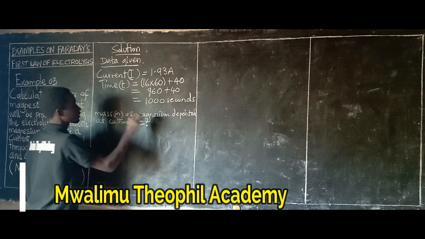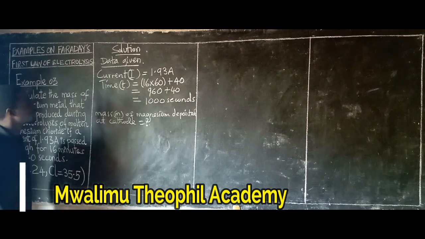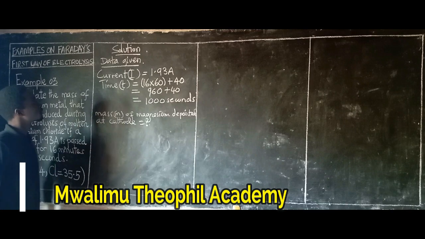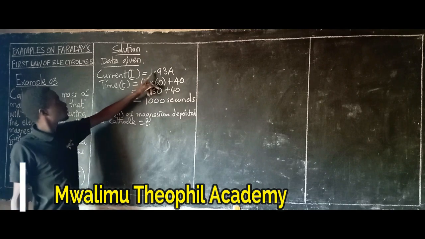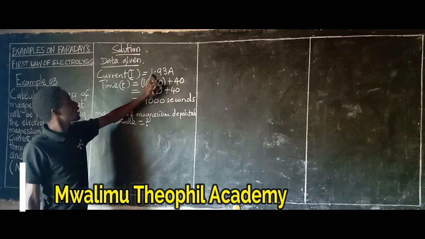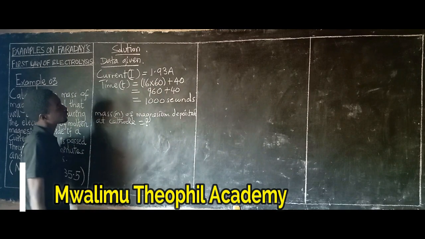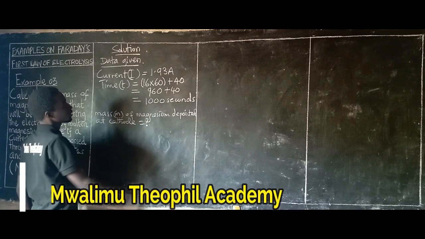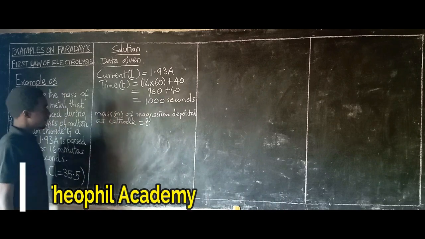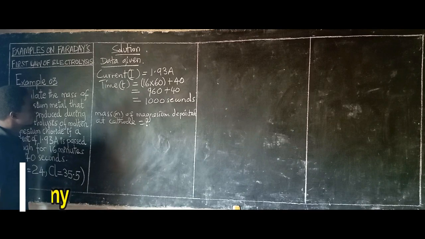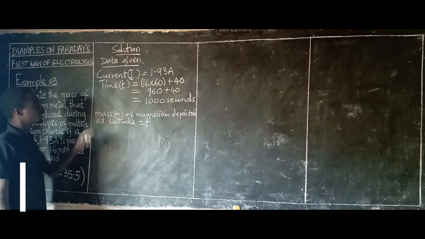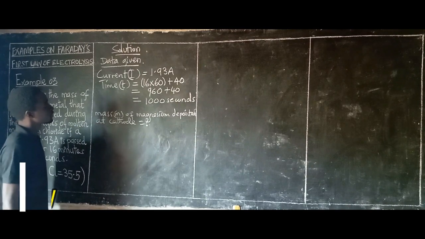Is equal to how much? So the task is to find the mass which will be deposited when a current of 1.93 ampere is passed through that electrolyte within 1000 seconds. Now, to calculate this by using directly the data given, let us use the balanced chemical equation, which shows the reduction of magnesium ion into magnesium metal.